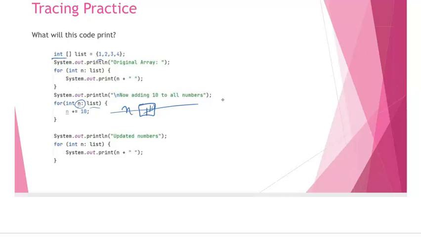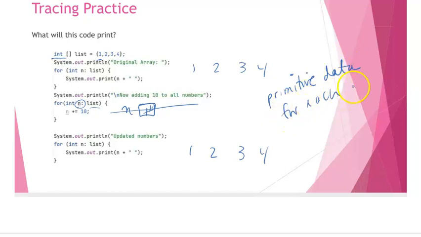And so the end result is that here I would print out my original array, 1, 2, 3, 4. And then I would try to add 10, but fail because I'd only be adding 10 to my temporary copies. And then when I print it again, I would just be printing out 1, 2, 3, 4. So it's important to note that when we are working with primitive data, like ints, doubles, booleans, the for each cannot change anything.